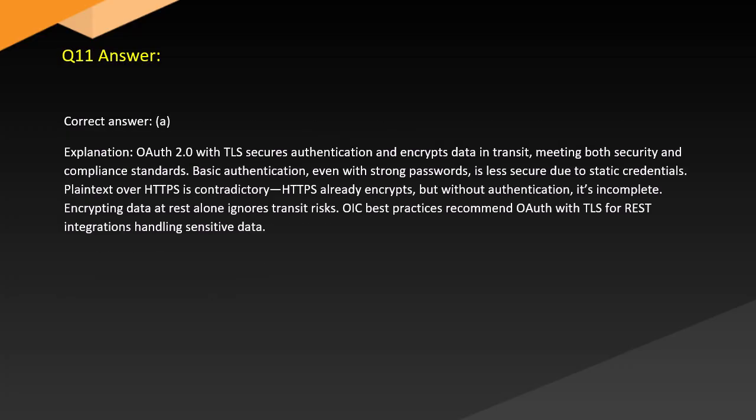Answer. Correct answer: A. Explanation. OAuth 2.0 with TLS secures authentication and encrypts data in transit, meeting both security and compliance standards. Basic authentication, even with strong passwords, is less secure due to static credentials. Plain text over TLS is contradictory. HTTPS already encrypts, but without authentication, it's incomplete. Encrypting data at rest alone ignores transit risks. OAK best practices recommend OAuth with TLS for REST integrations handling sensitive data.